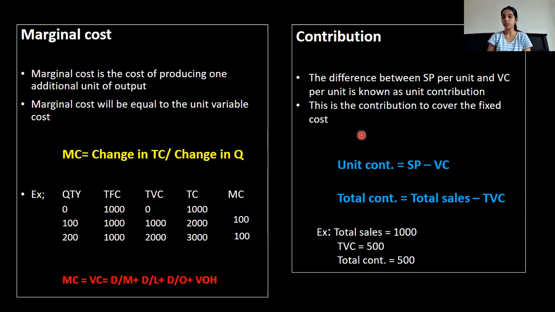Then let's move on to the contribution. Contribution is the difference between selling price and the variable costs. What do we mean by this contribution? It is the contribution to cover the fixed costs. How do we calculate this? Contribution equals selling price minus variable costs. In terms of total figures, total contribution equals total sales minus total variable costs. Here there's a small example. Total sales is 1000, total variable costs is 500. So sales minus variable costs gives you the contribution as 500.